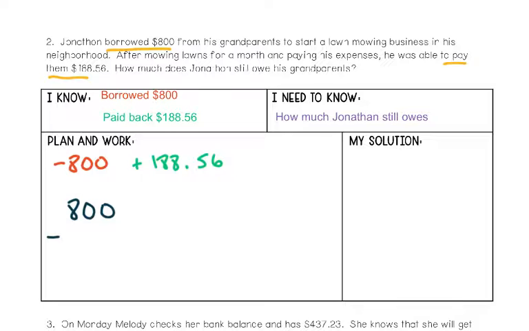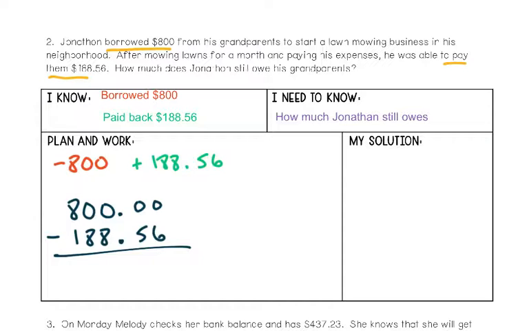So we have 800 minus 188.56. If you notice when I wrote this, I put the decimal behind the zero here. That's because 800 is the same as 800.00. So we want everything to line up. The hundreds places are in the same spot here. Tens, ones, tenths, and hundredths. So we make sure everything lines up along that decimal. Then we can just subtract like normal.